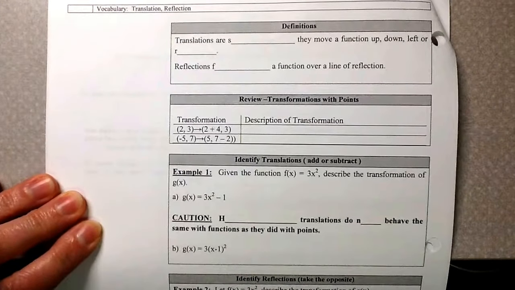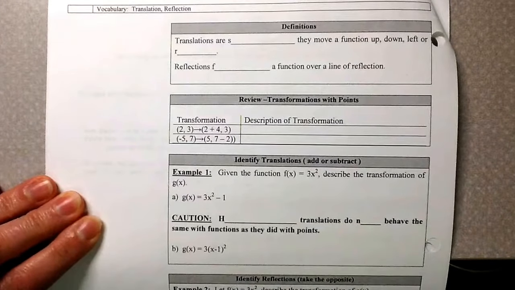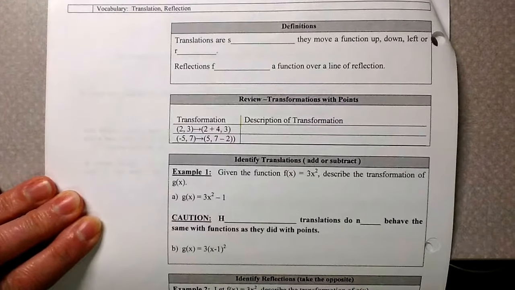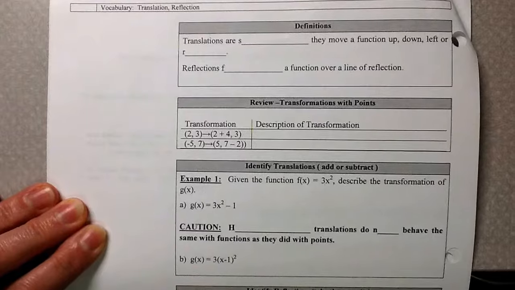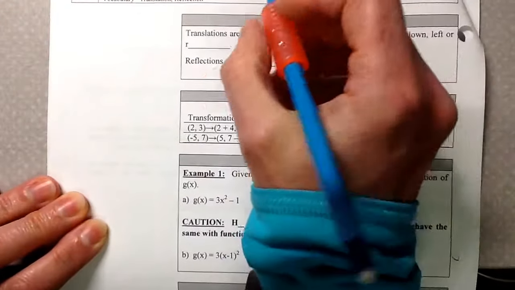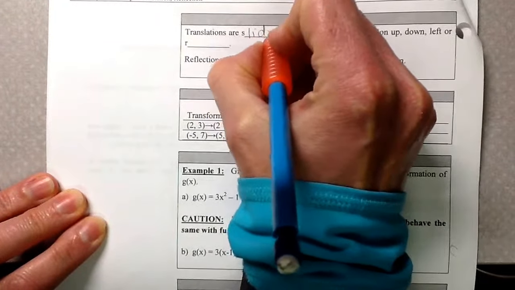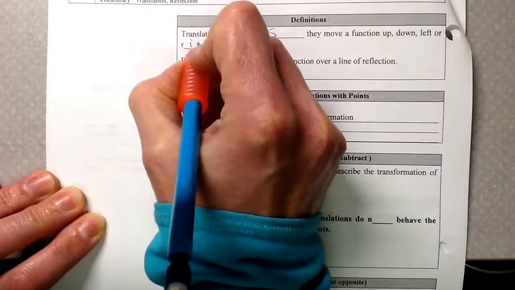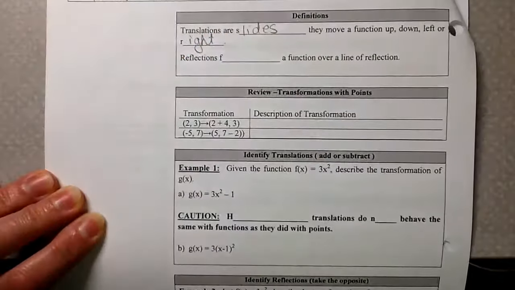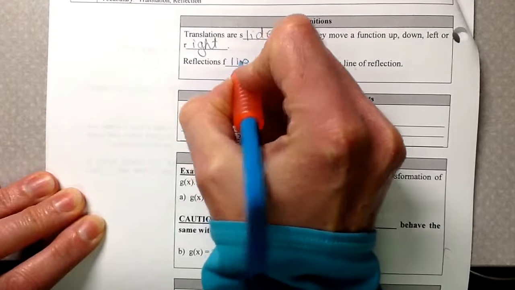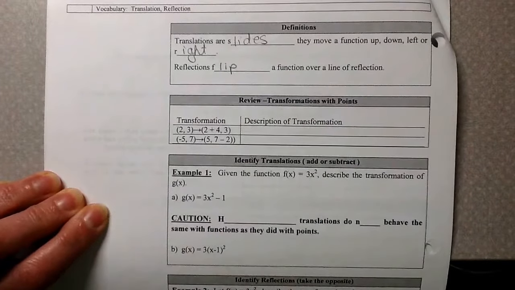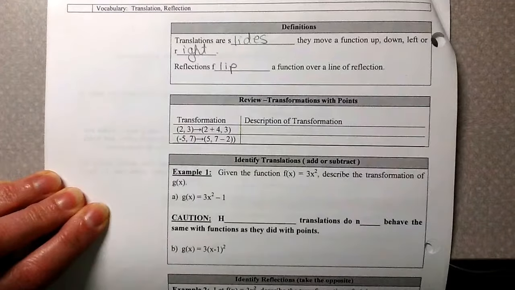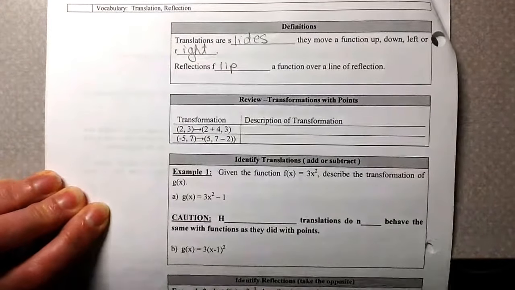In section 2.6, you're going to be working with transformations, and today we're just going to do translations and reflections. So let's just go over again what a translation is. Translations are slides. They move a function up, down, left, or right. And a reflection is a flip. So it flips a function over the line of reflection.